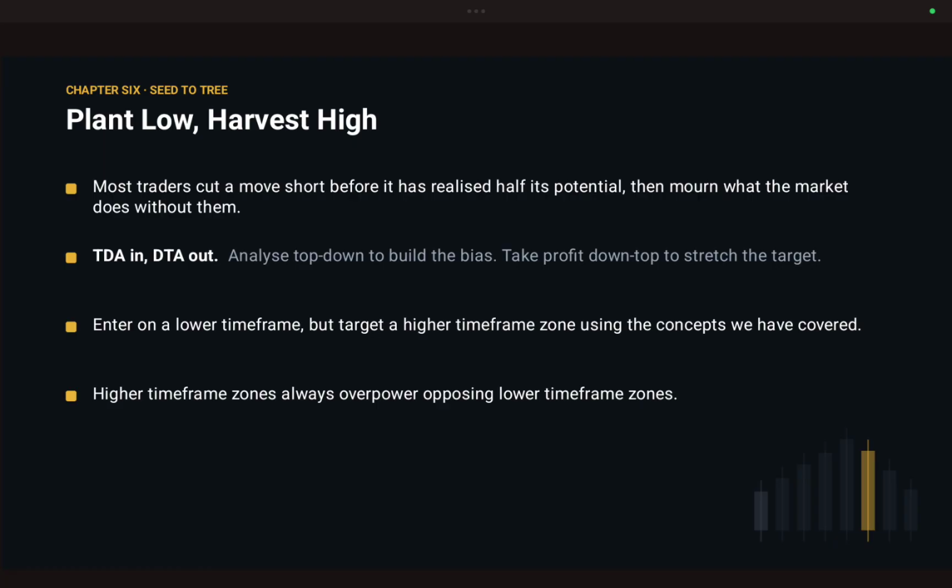In taking trades, we use top-down analysis, which is TDA. But in getting out of a trade, using the seed to tree concept, we do down-top analysis. We enter from the lower time frame and we target higher time frame zones. Analyze top-down to build the bias. Take profit down-top to stretch the target. Enter on a lower time frame, but target a higher time frame zone, using the concept we have already covered: higher time frame zones always overpower opposing lower time frame zones.